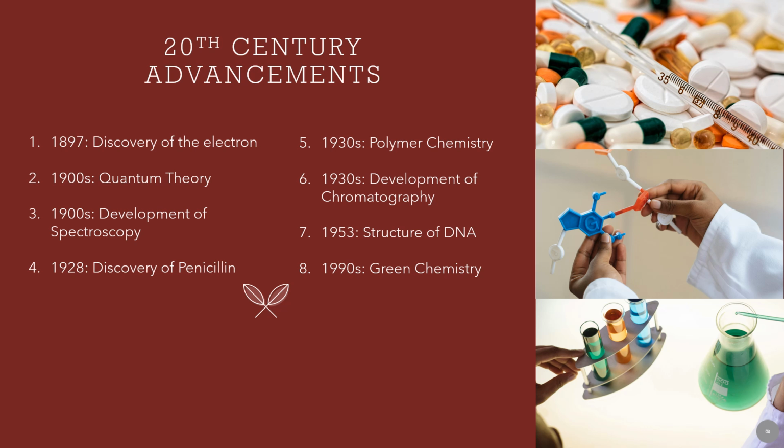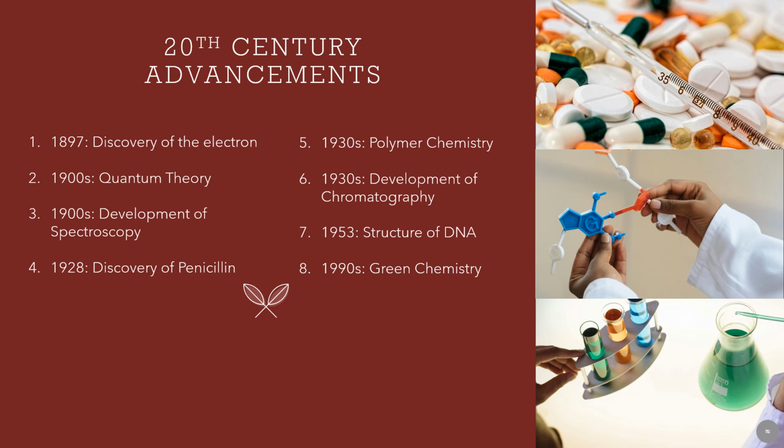So right at the turn of the century, the discovery of the electron. So of course you've got a nucleus in every element that has protons and neutrons, positively charged and neutral, and they're surrounded by a cloud of electrons, or negatively charged parts of your atom. In the 1900s, we had quantum theory and the development of spectroscopy, which let us have a better understanding of chemical compounds and how they interact with light and energy, and a way to separate them.